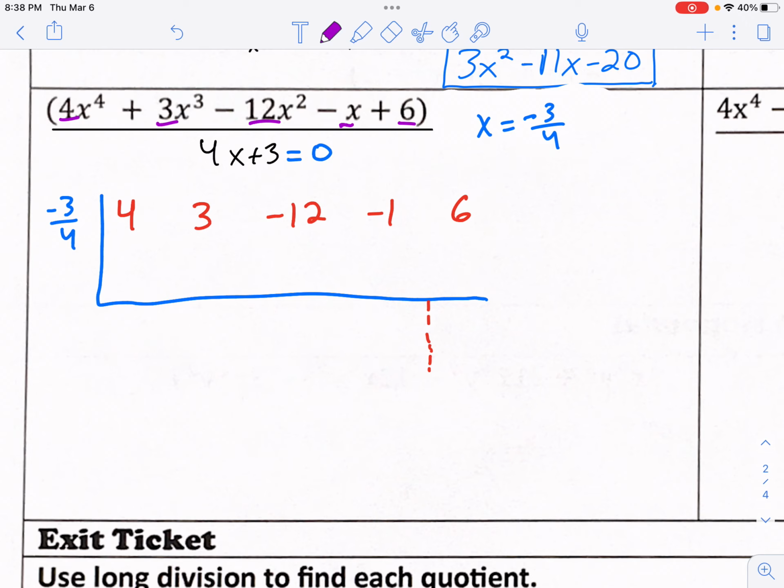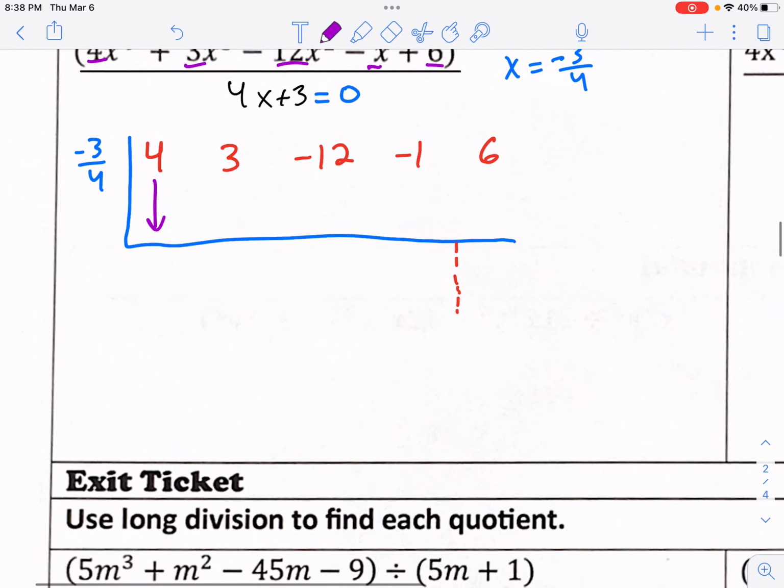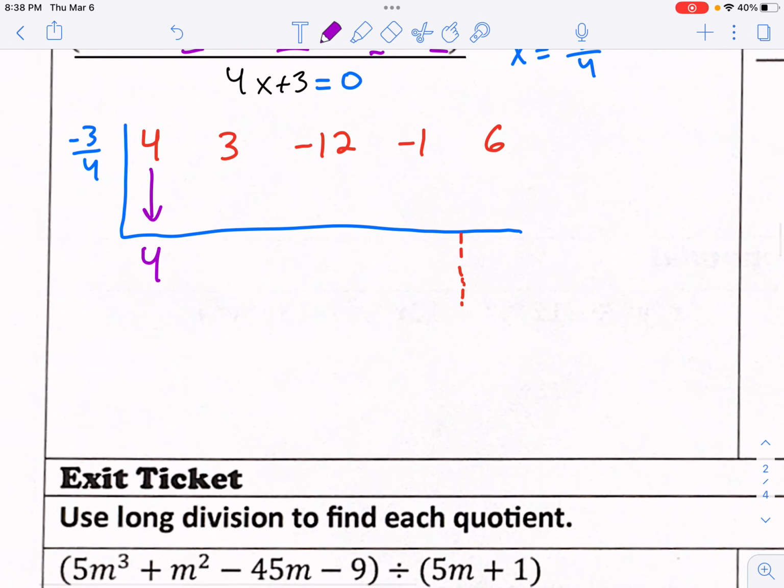There doesn't need to be any extra zeros in there, so I'm good. All right, so I can go with this process. So the first one, I'm going to drop down. I get a 4. After that, I multiply it with this -3/4, and I get -3. Again, use your calculator if you need to.